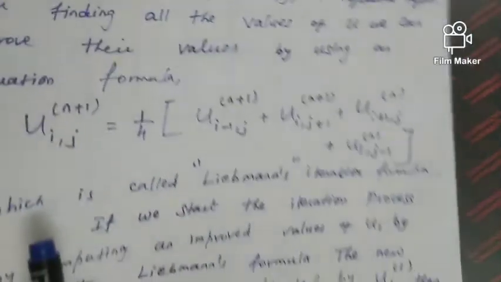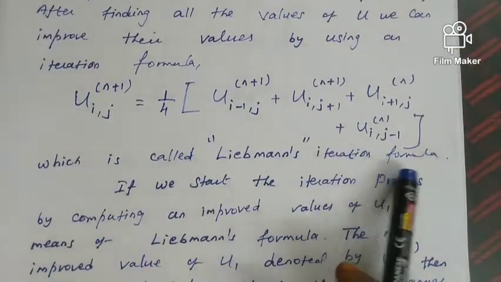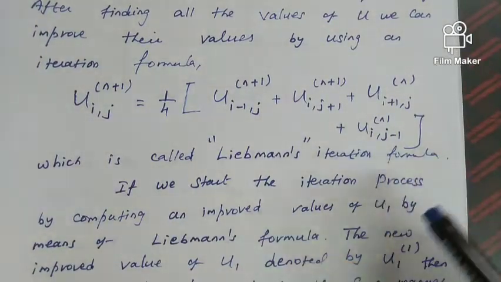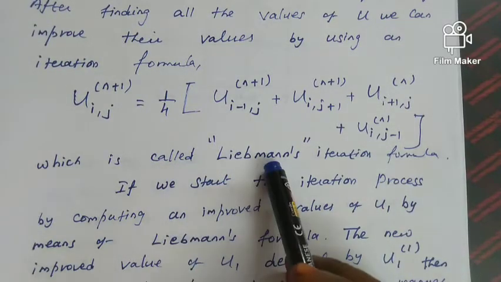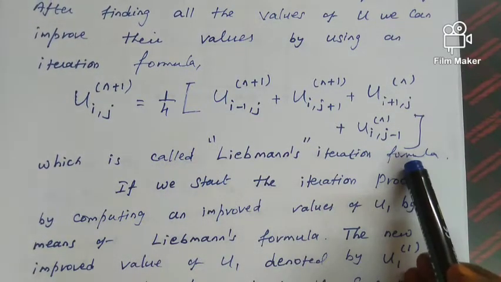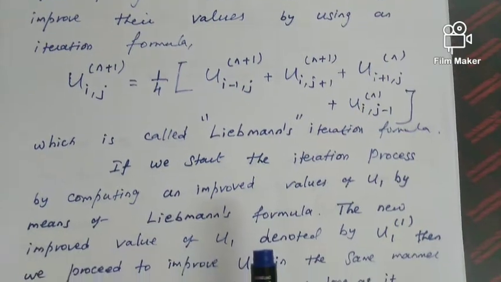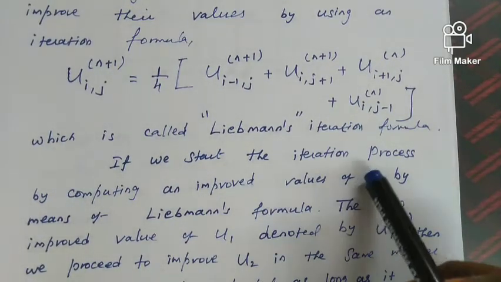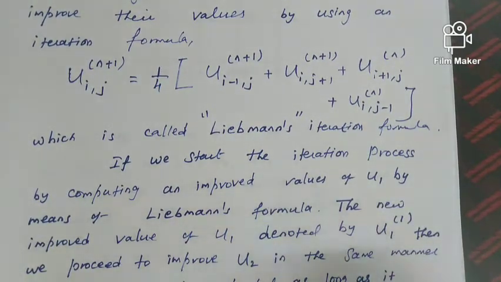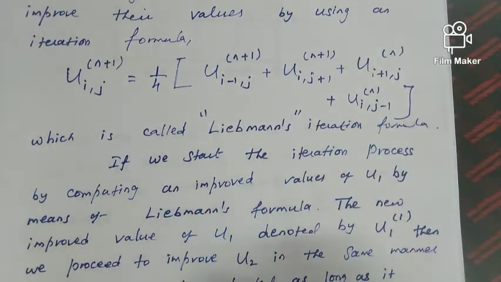That iteration formula is called Liebmann's iteration formula. So for finding the solution of Laplace equation, we are using Liebmann's iteration formula. You start the iteration process by computing the value of u1, then the next iteration u1^(1), then the next iteration u1^(2). Like that we are improving the value of u1 by iteration.